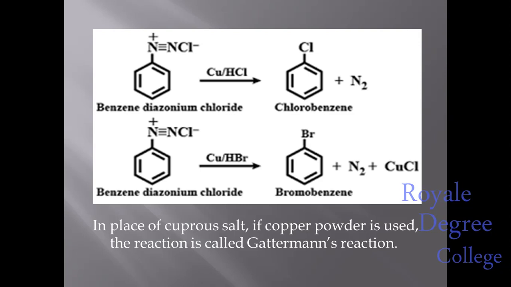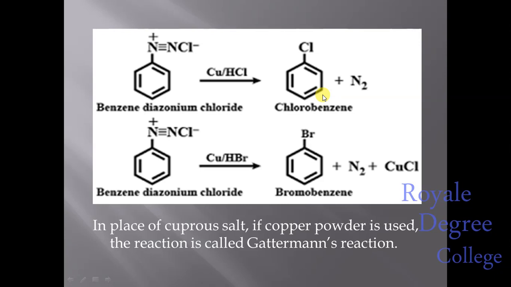Next is benzene diazonium chloride. In that we are adding copper and hydrochloric acid. So what will happen here? This N2 from the benzene diazonium chloride comes out as nitrogen gas. Then this Cl, see here, is reacting with this H. We are getting one more side product, that is hydrochloric acid. And this Cl which is present in the hydrochloric acid is going to attach to the benzene, and we are getting chlorobenzene.